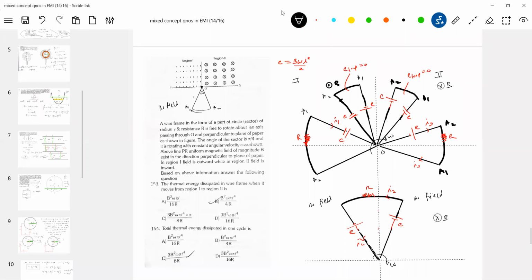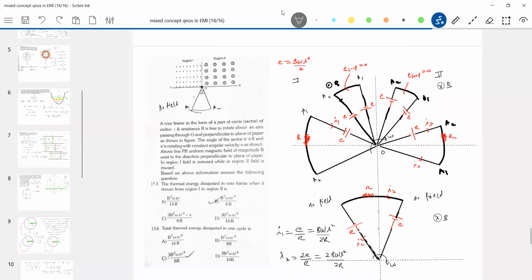So therefore, what is the equation? I1 is equal to E by R, which is B omega L square by 2R. What about I2? I2 should be 2E by R. Don't go for mathematics. Let me assume a straight flux linking that. Just like a rod, no? OA1, OA2 are rods. Take help of that and wind up the problem.